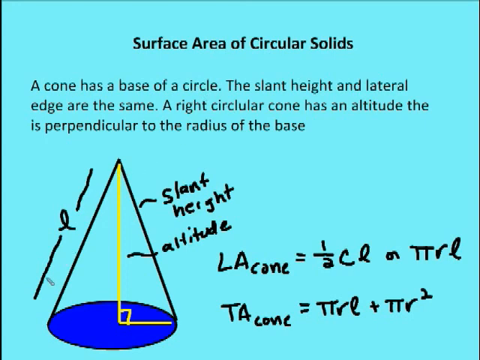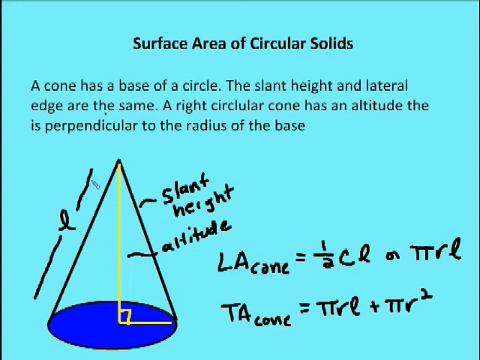Now the slant height, which we'll call L, is going to be the same thing as a lateral edge. Remember, we had a pyramid that had a lateral edge and a slant height, and those were 2 different values. In this case, with the cone, the slant height and the lateral edge are the same. When we talk about a right circular cone, the altitude is the distance from the vertex to the base of the circle, and in a right circular cone, the altitude and the base are perpendicular to each other. And the altitude meets right at the center of the circle as a base.